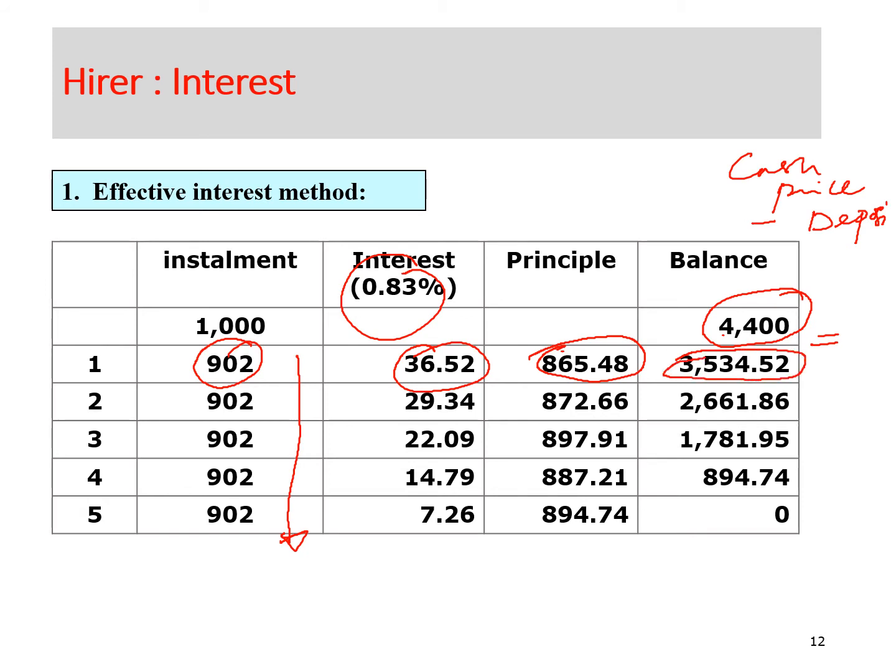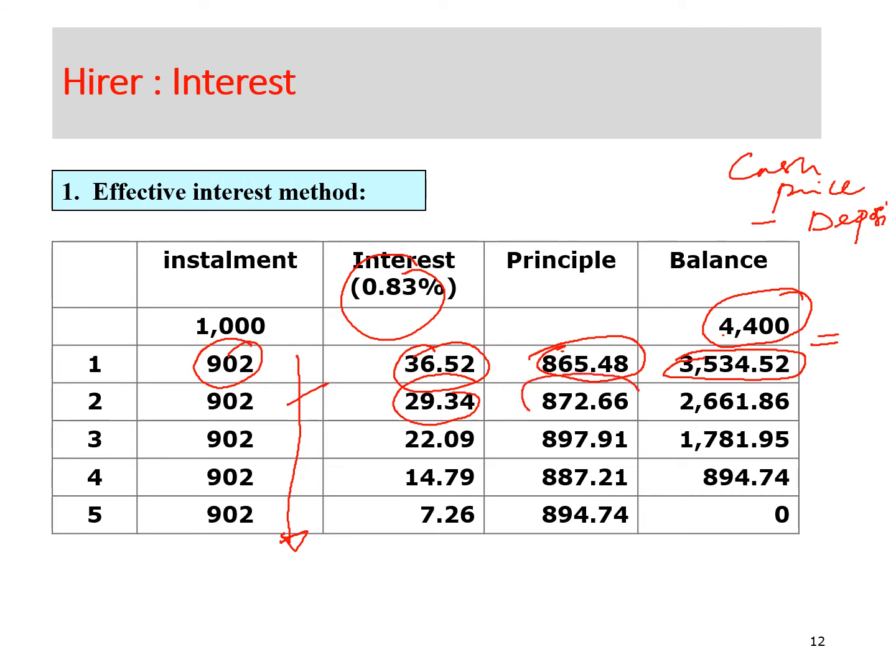Okay, the balance at the end of first installment is 3534.52. So in the second installment, the company will still make 902 as the installment, and then you calculate the interest by taking 0.83 times the last carrying amount, which is 3534.52. You'll get 29.34.